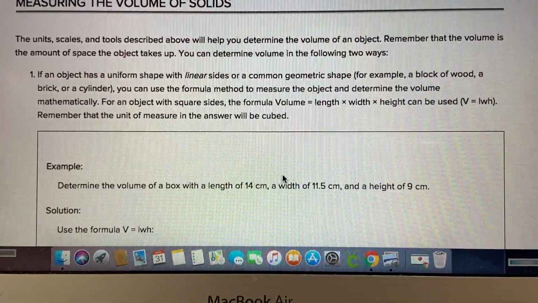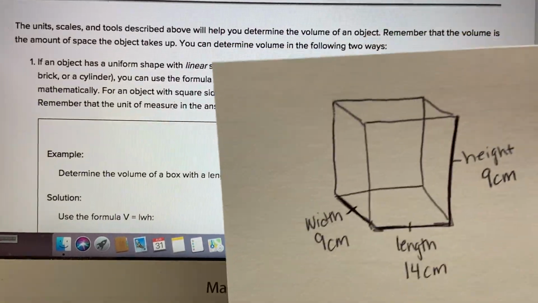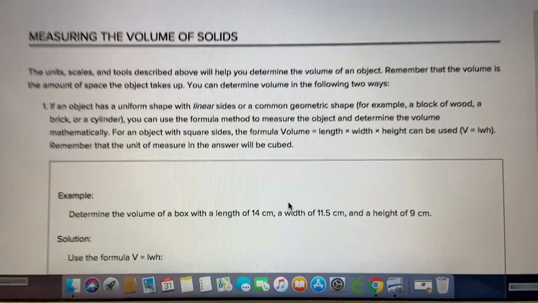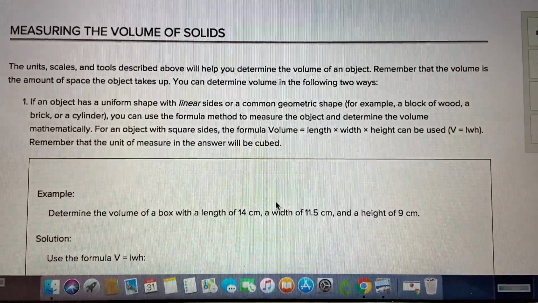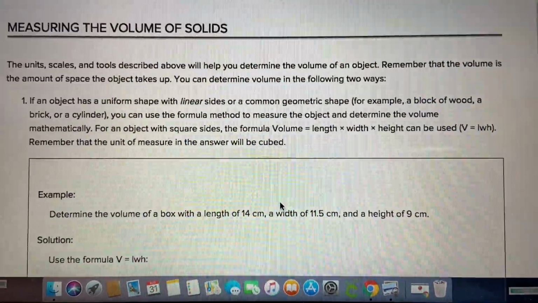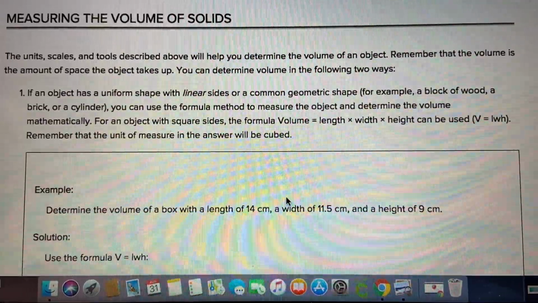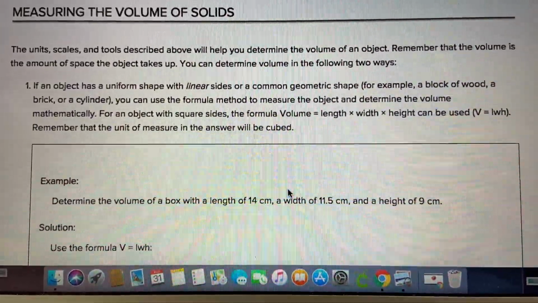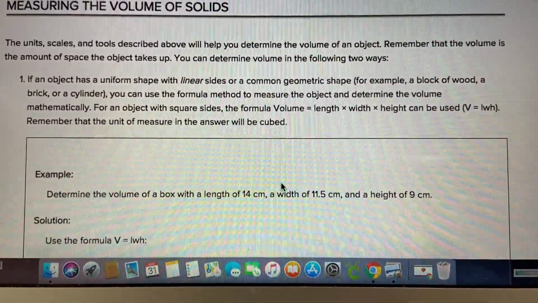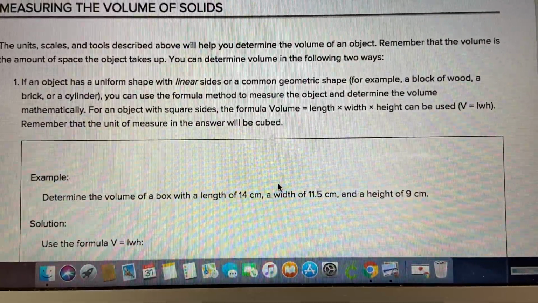If an object has a uniform shape with linear sides, I'm talking about a box, like a shoebox, or a common geometric shape like a block of wood, a brick, or a cylinder, you can use the formula method to measure the object and determine the volume mathematically. For an object with square sides, the formula volume equals length times width times height can be used.